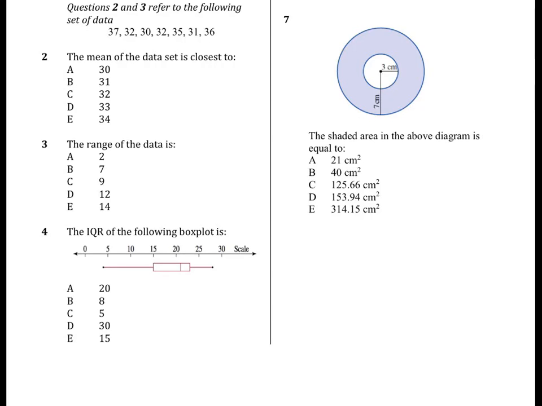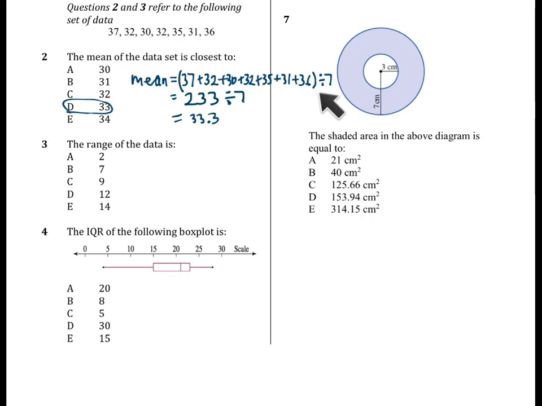Alright, so here we have a set of data, and this data refers to both question 2 and question 3, this one and this one. Okay, so the first part, question 2, the mean of the data is closest to. Now the mean is an average, and we work it out by adding up all the values. So add them up to get a total, and then we have to remember to divide by how many we have. So we've got 7 data points, so we're dividing by 7 at the end. So our total 233 divided by 7 gives us 33.3, closest to D.